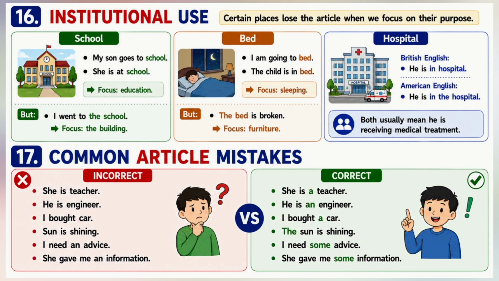Always remember, use a or an with singular countable nouns. Do not use a or an with uncountable nouns like advice and information. Use the when talking about something specific or something that both the speaker and the listener know.